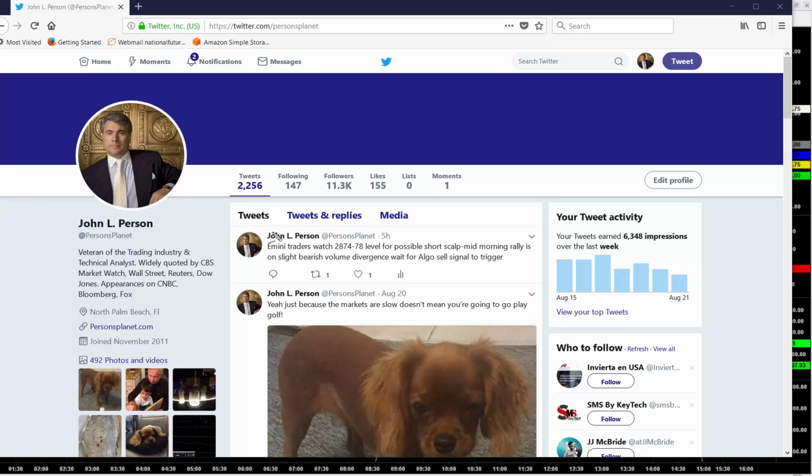But what I sent out, just to get to the point here, is I said this: Emini traders, watch 28.74 to 78 level for possible short scalp. Mid-morning rally is on slight bearish volume divergence. Wait for algo sell signals to trigger. So if you have the Person Algo Optimizer, you know that was a warning sign that says get ready to get short the market.